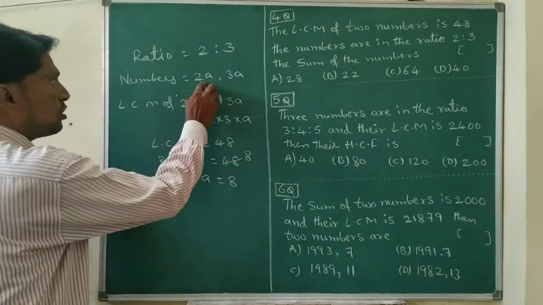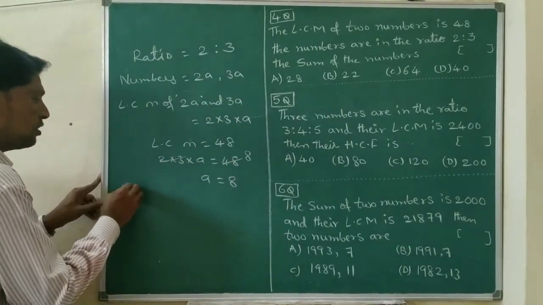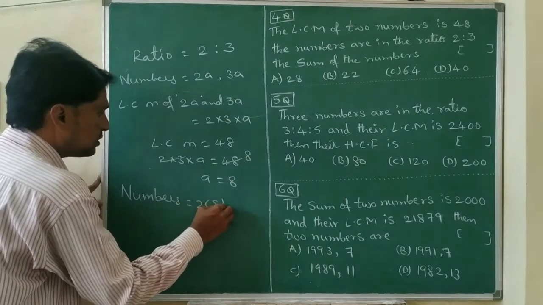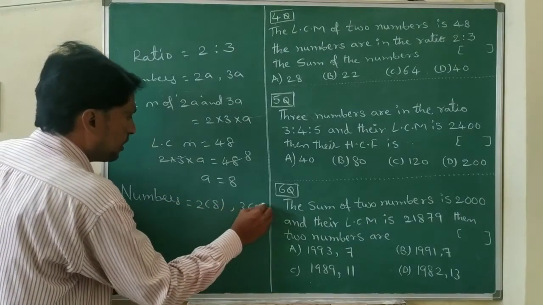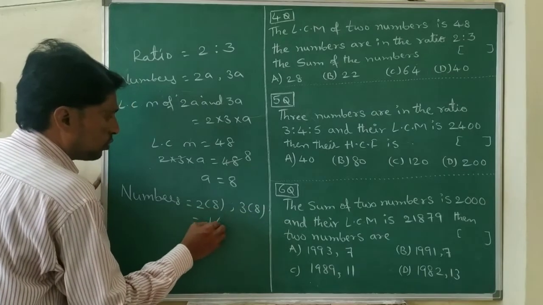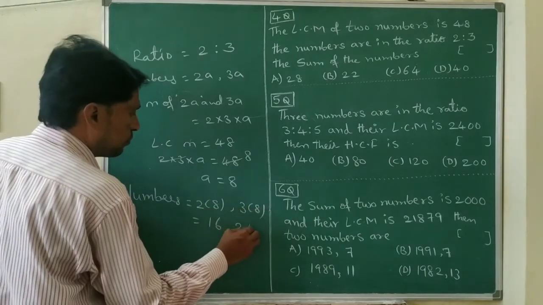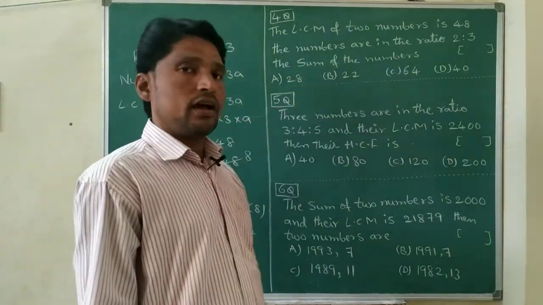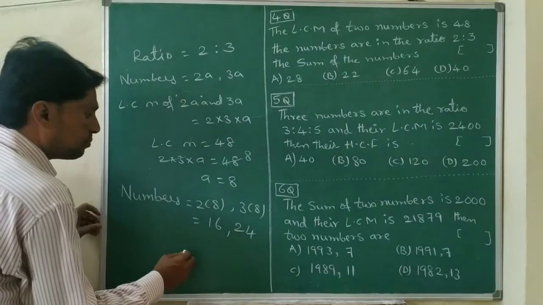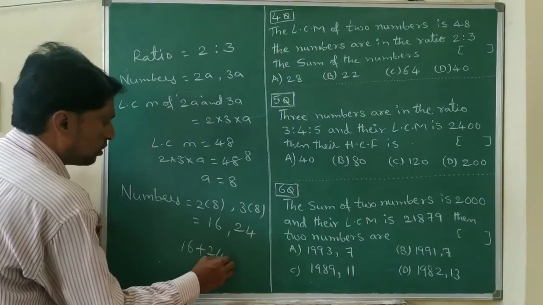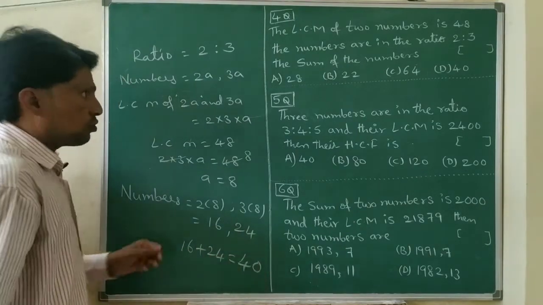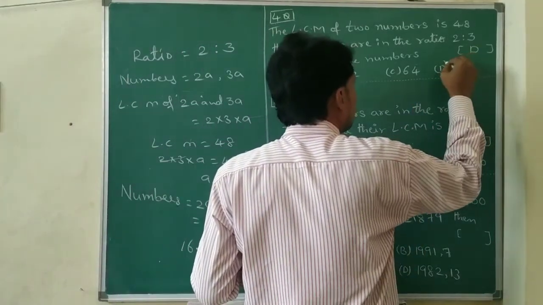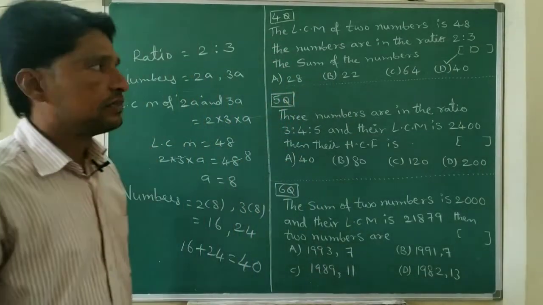Now you can substitute the A value here, and we get the numbers. Therefore the numbers equal 2 into 8 comma 3 into 8, that is 16 and 24. What they asked is the sum of the numbers, so you can take the sum. 16 plus 24 is 40. So 40 means option D is correct.